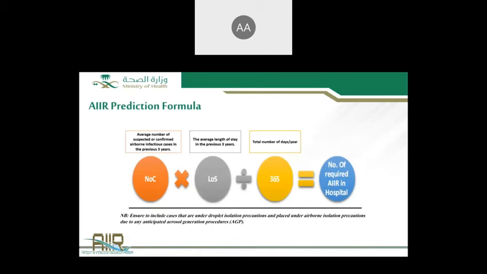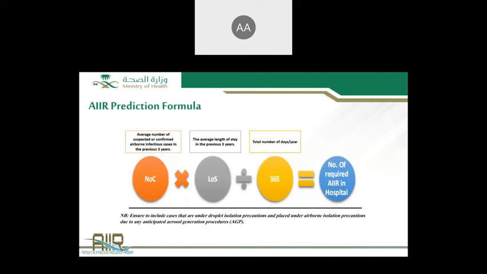Now we will talk about the formula and how we will meet the required number of airborne infection isolation rooms inside the hospital. This is the formula. You can see it contains the indicator that Sister Ahlam explained before. It has the average number of suspected or confirmed airborne infectious cases in the last 3 years, multiplied by the average length of stay in the last 3 years, divided by the total number of days per year, that means 365.